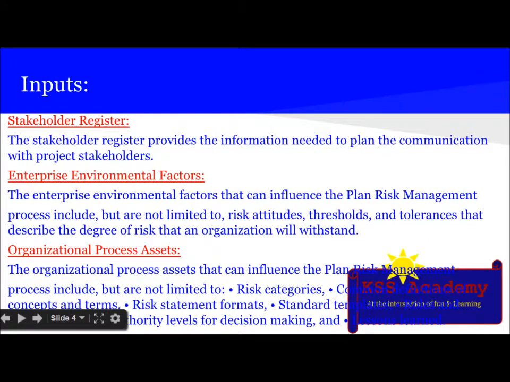The next input is stakeholder register. The stakeholder register provides the information needed to plan the communication with the project stakeholders.